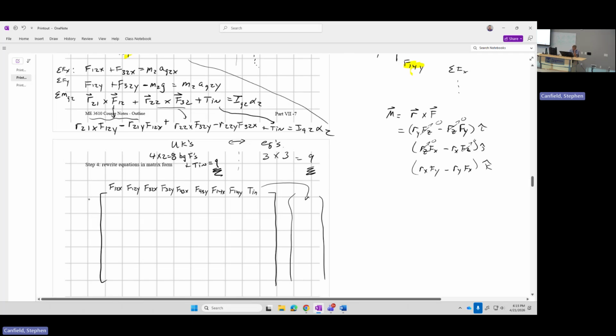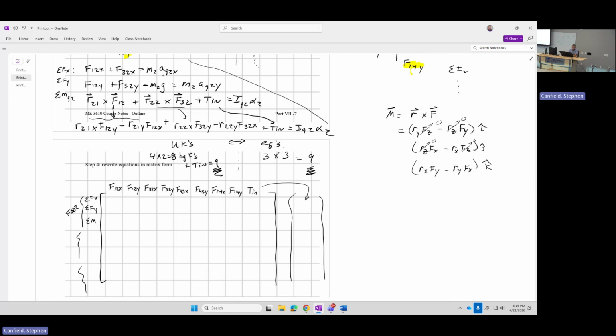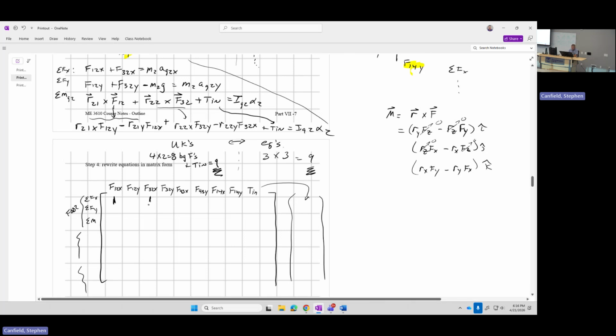So this is going to be sum of force in the x, sum of force in the y, sum of moments for FBD2, and then I get FBD3 and FBD4. So you can see the process. And I start filling them in. Let's look at the first equation, FBD2, sum of force in the x. I get a 1 times F12x, a 1 times F32x, and everything else is 0, right?